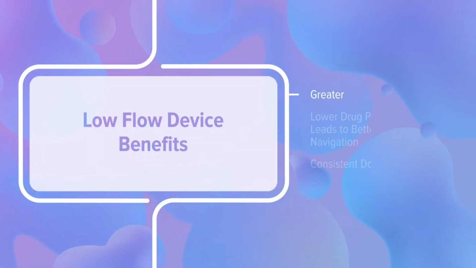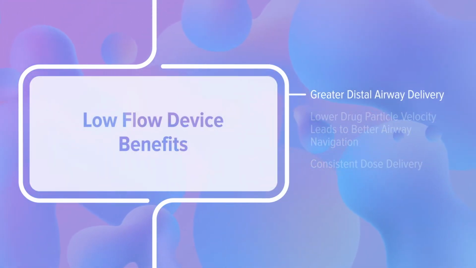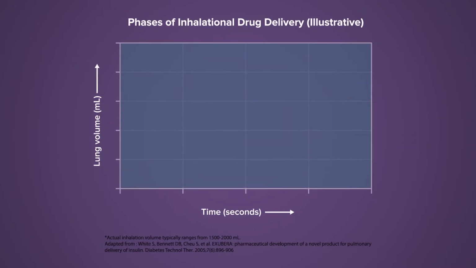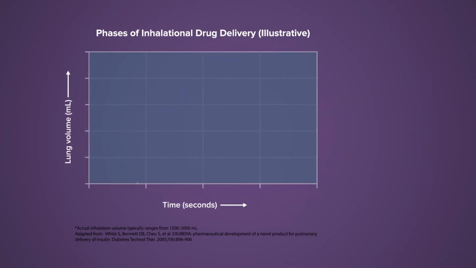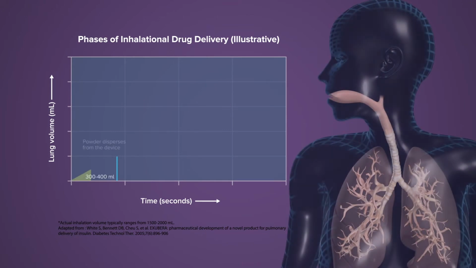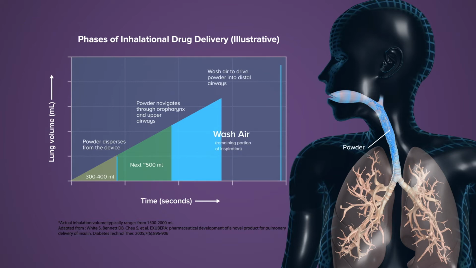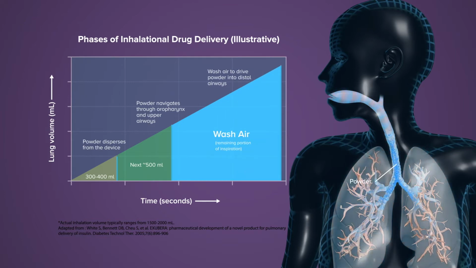Next, let's look at 3 potential benefits that low-flow devices may have when used for inhalational drug delivery. The first benefit is based on how rapidly the user's inspiration can deagglomerate and disperse the powder in the lung. A typical DPI inspiration can be illustrated in different phases. First, the powder is deagglomerated and dispersed from the device. Next, the powder navigates through the oropharynx and upper airways. That volume of air that remains after the powder navigates through the oropharynx and upper airways is termed wash air. The wash air drives the powder deep into the distal airways.